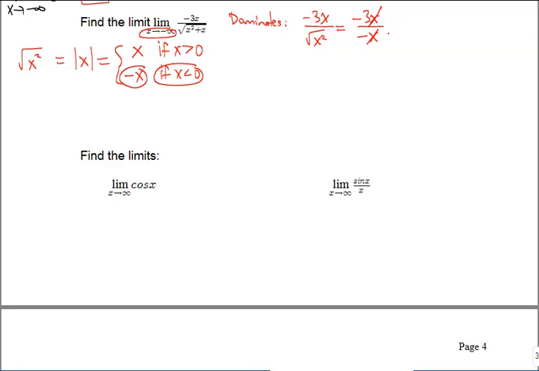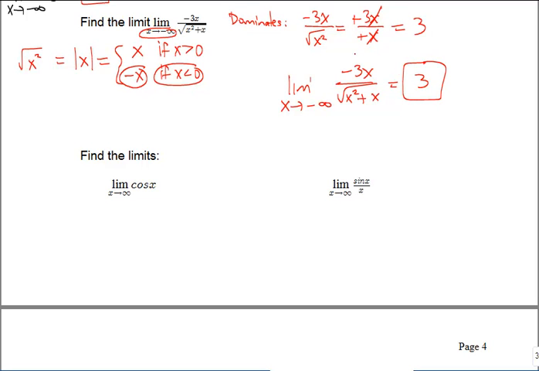These x's are going to cancel out. Those negatives are going to cancel out. And that means this limit is going to equal 3. And so that means our limit going to minus infinity of this function is equal to positive 3.